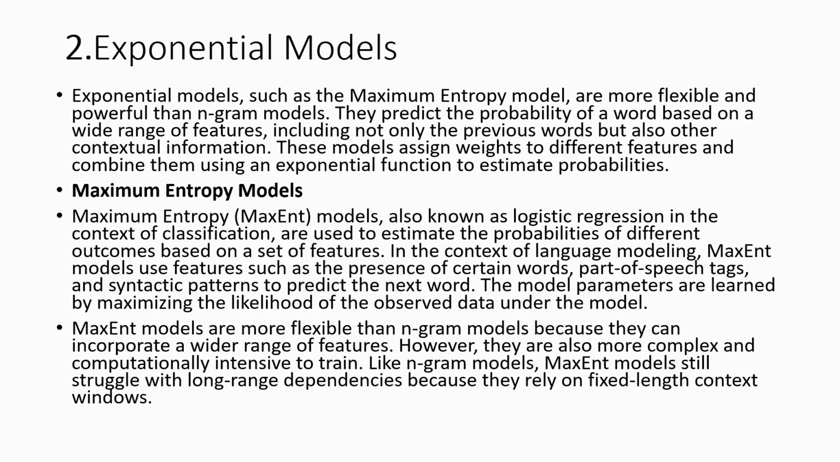Those models assign weights to different features and combine them using an exponential function to estimate the probabilities, right? We have the maximum entropy model, MaxEnt, as we call it. In simple terms, those models calculate the probability using an exponential function and are based on the maximum entropy principle, which assumes nothing beyond the known data. So it considers feature functions, learned weights, and normalizing constants, and it allows incorporation of many types of features, like linguistic features, so it is more flexible and powerful than n-gram.